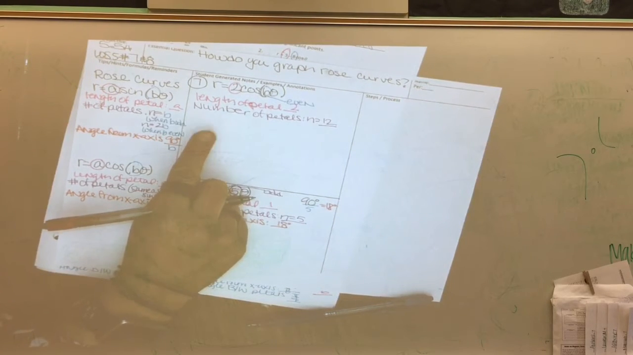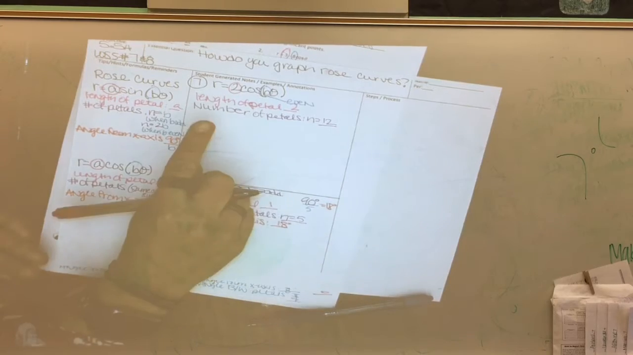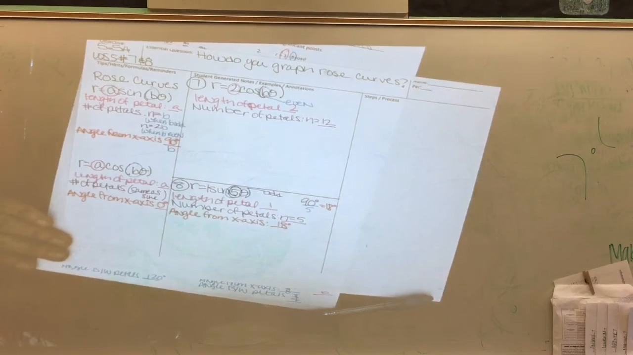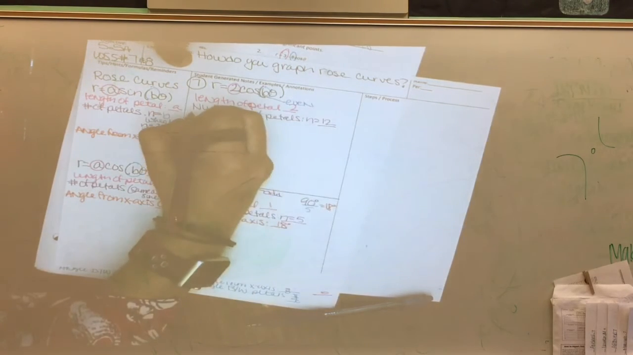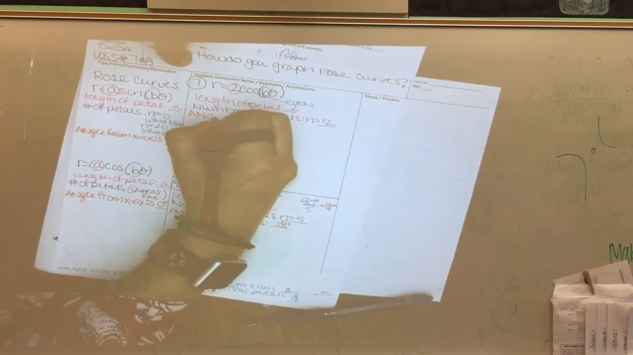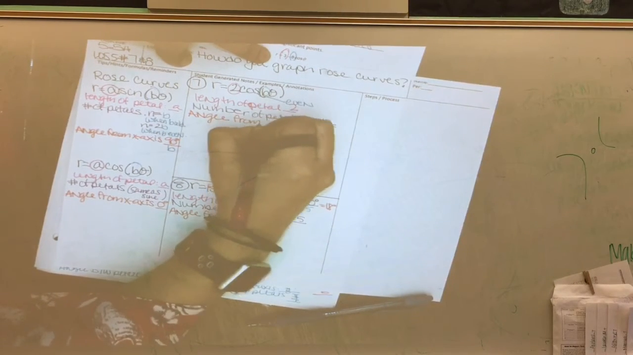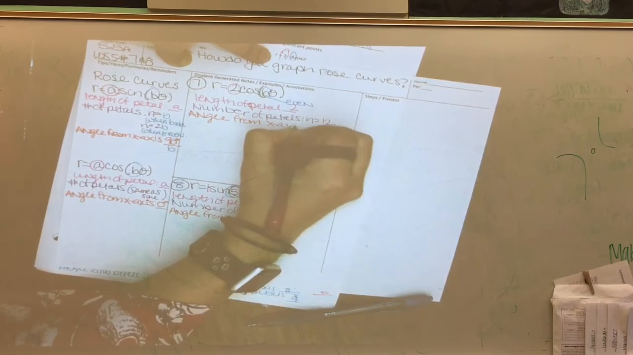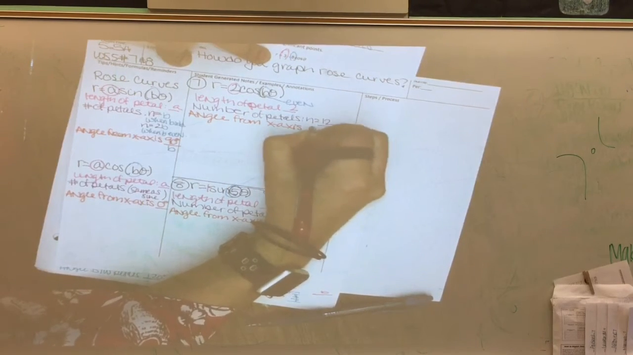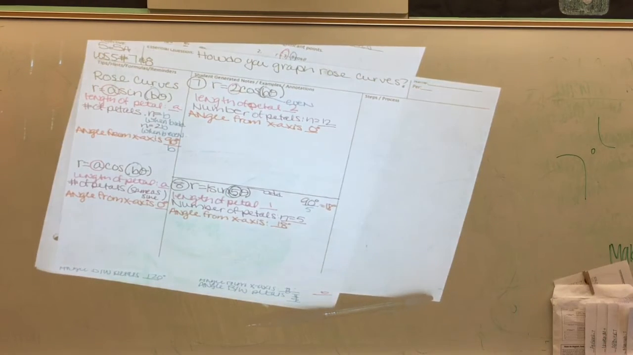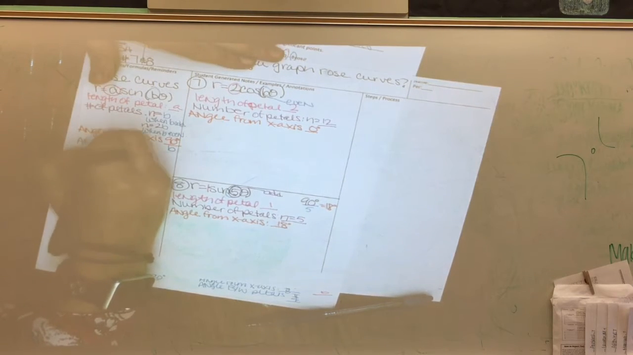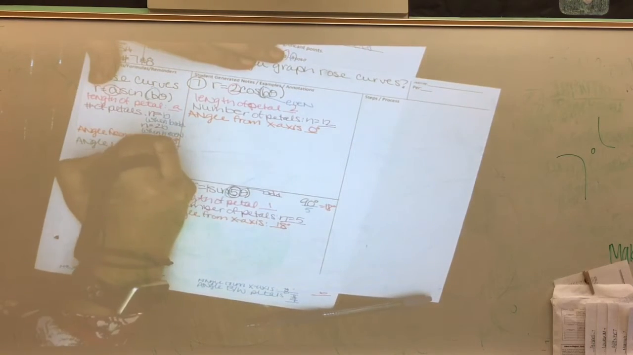So what is the angle from the x-axis for number 7? Let's just go with Jordan C. Jordan C, what is the angle from the x-axis for number 7? For 7, it would be 0. Yes, and how did you know that? Because it's cosine. Because it's cosine, perfect. So angle from x-axis, 0 degrees. Perfect. All right, then we need to know the angle between petals. Angle between petals. And this is the same for both.